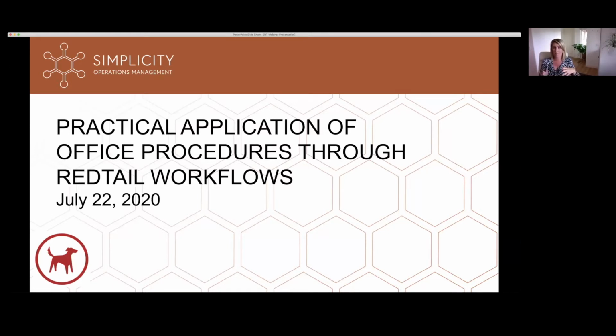Since starting Simplicity Ops, I've had the privilege of working with some very successful firms all over the country to help scale their practice in an effort to become a highly efficient firm. So today, what I'm going to share with you is a piece of that system that I help firms implement in terms of a practical application of Redtail workflows.